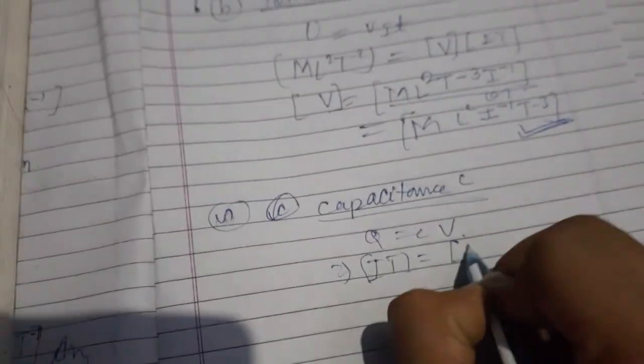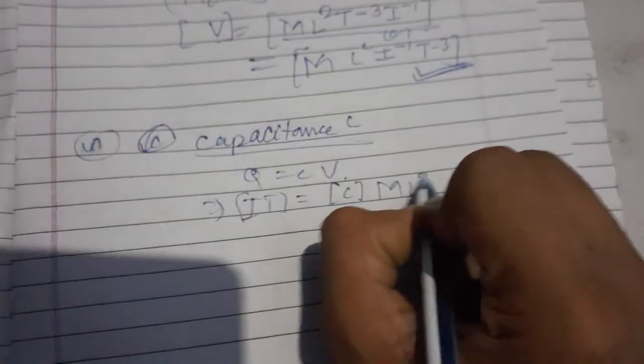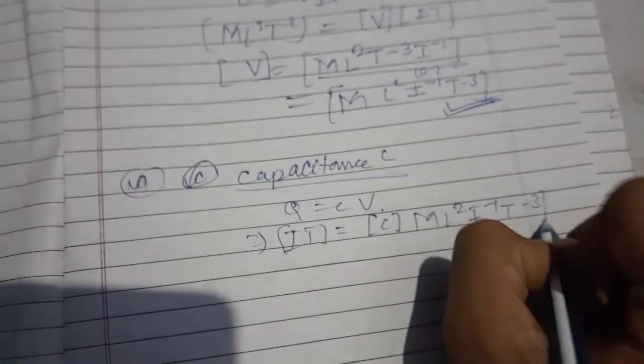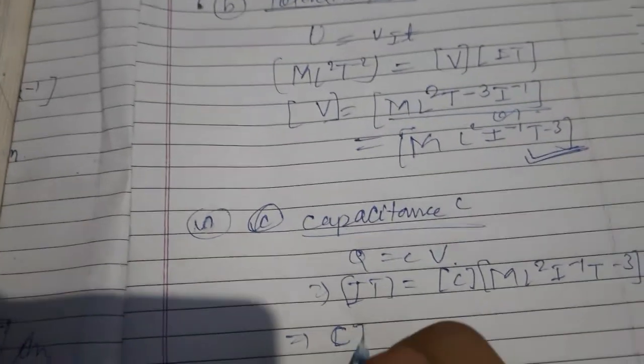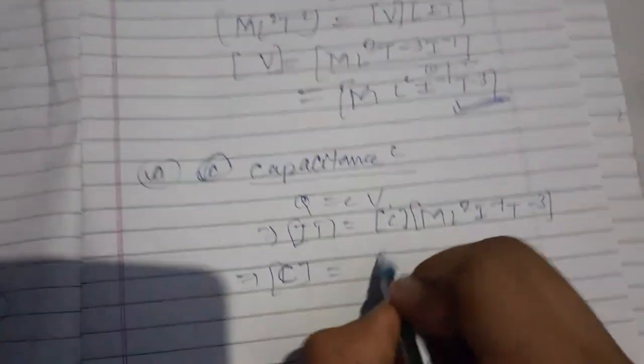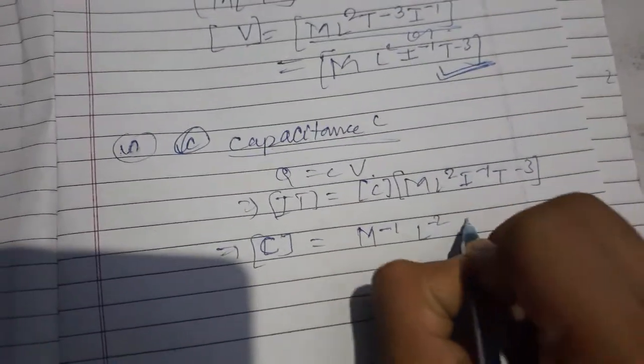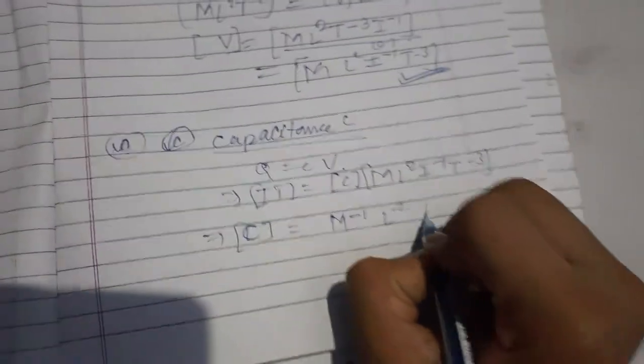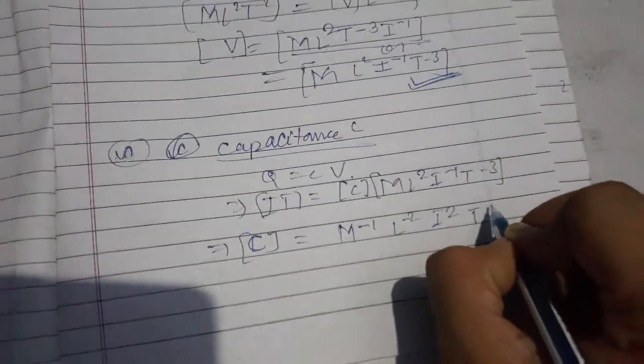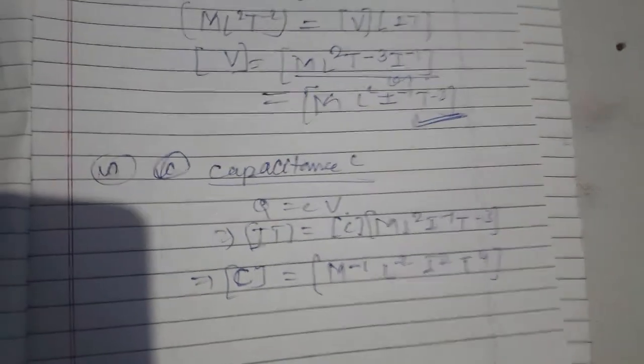And now the third one is capacitance, that is C, whose formula is Q equals CV, where Q is the charge, that is IT dimension, and V dimension is ML^2 I^-1 T^-3. So the C dimension will be, this will be the denominator, so M^-1 L^-2 I^2 T^4, that is M^-1 L^-2 T^4 I^2.